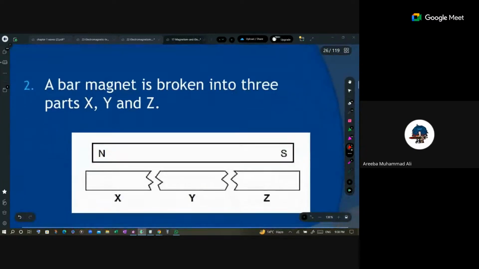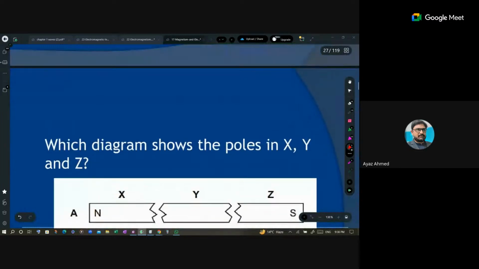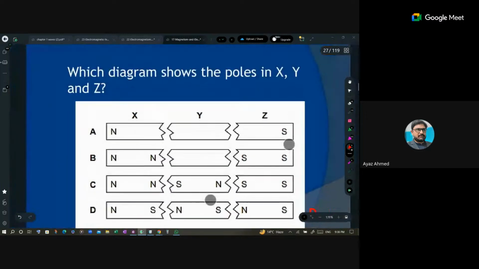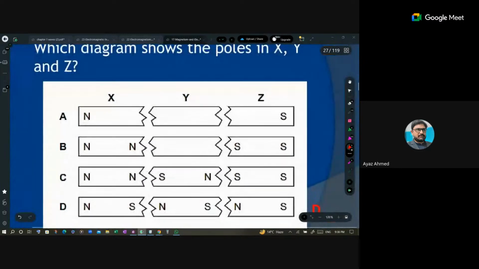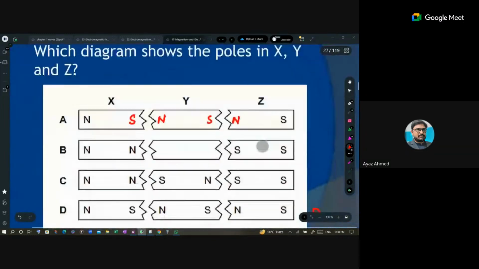Oh, you are back. Well done. Now, a bar magnet is broken into three parts, X, Y, and Z, north and south. This is the information. Which diagram shows the poles in X, Y, and Z? If this is north, it would become south, then north, then south, then north, and then south.